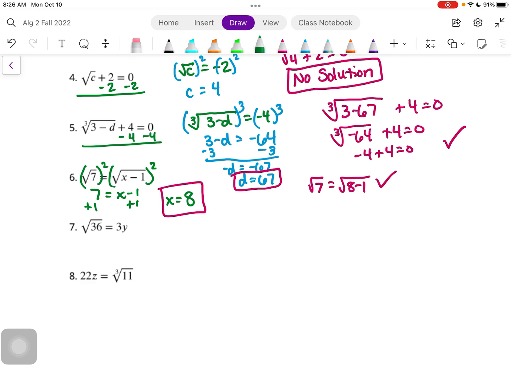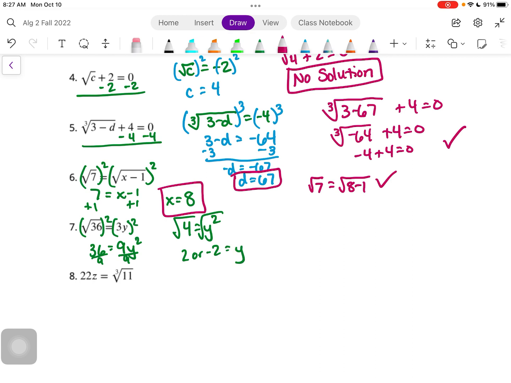Number 7, we're going to square both sides. Now be careful when you square both sides here. We get 36 equals, and you have to square the 3 and the y. So that's 9y squared. And then we're going to divide both sides by the 9. So we get 4 equals y squared. Take the square root of both sides. So y equals 2 or negative 2.